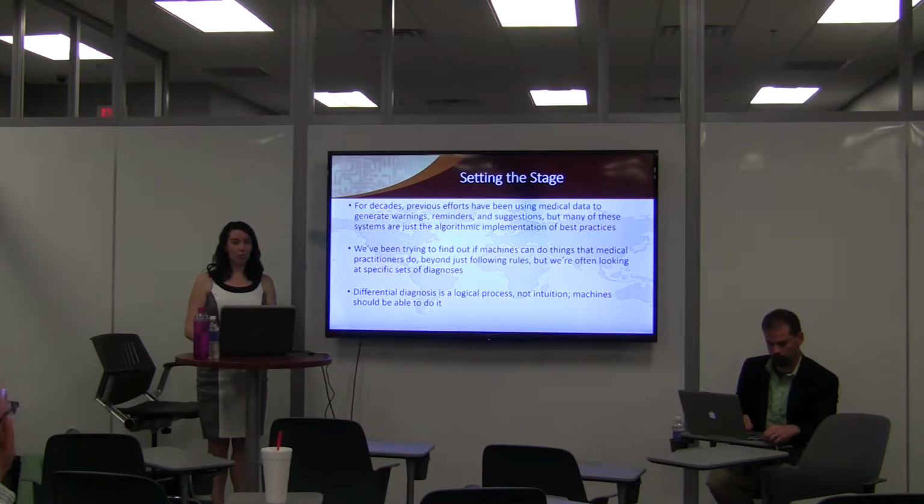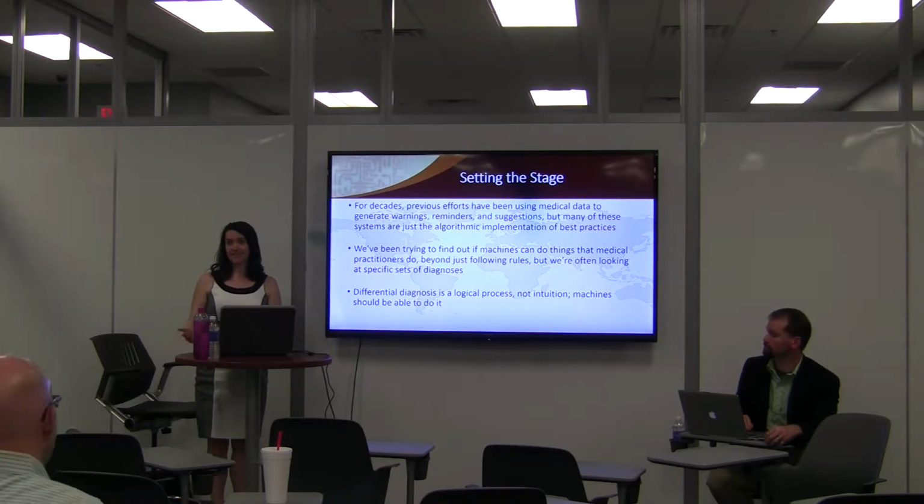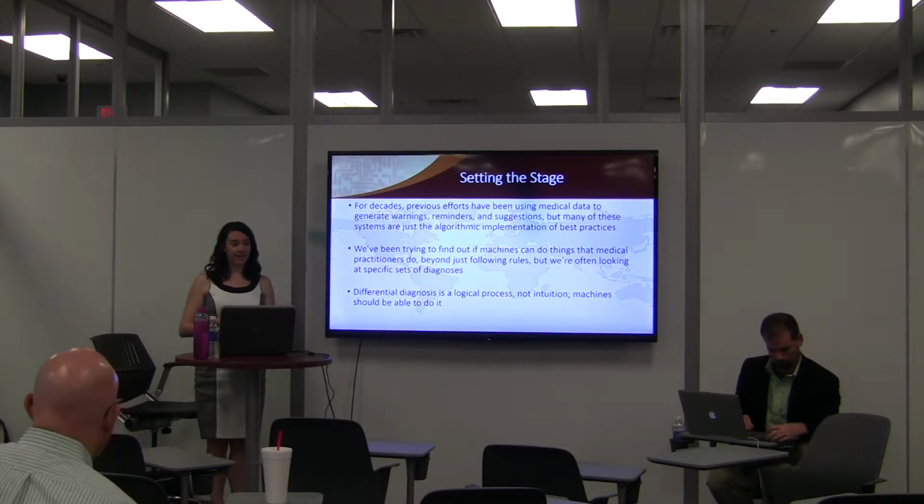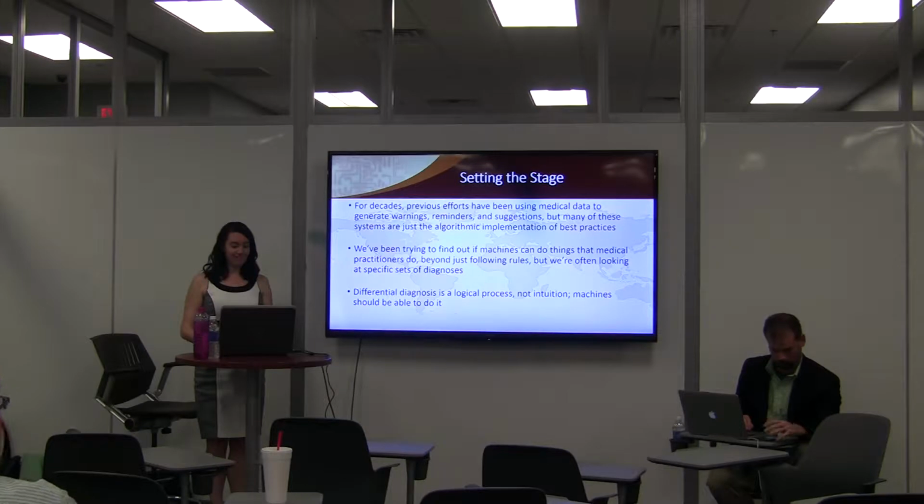So we have been working on decision support for decades. Initially, the systems looked like warnings, reminders, and suggestions. So they're a set of if-then rules. If A happens, then do B. If a test comes back and gives you this result, then this is how you need to treat it. But really what this comes down to is just a set of best practices that are put into an algorithm and says, here's what you need to do in this scenario. But it doesn't learn and work with the data that you give it to get better.